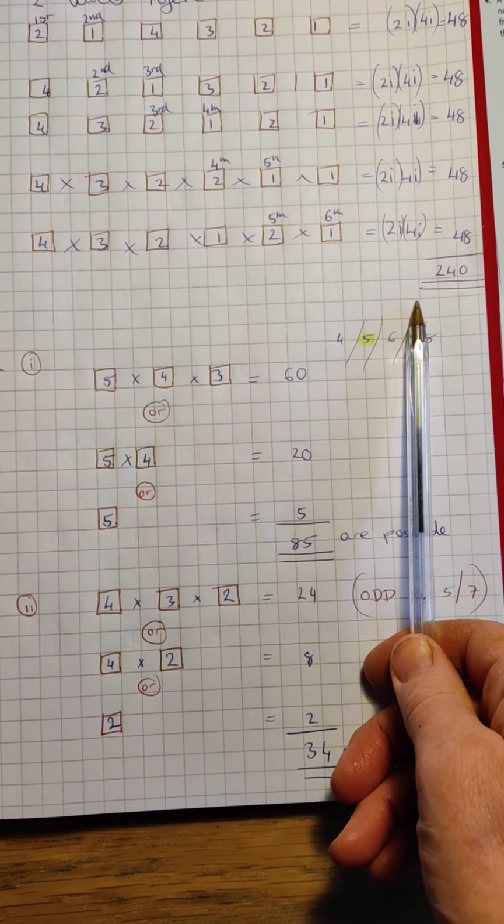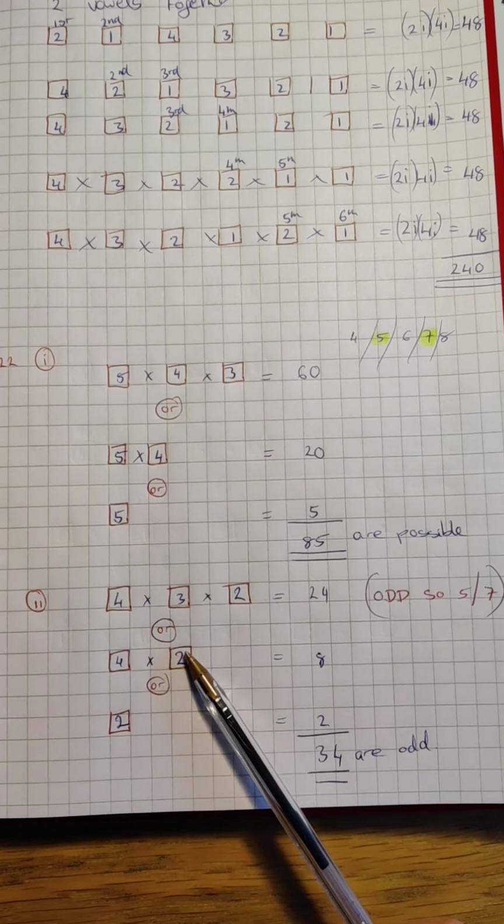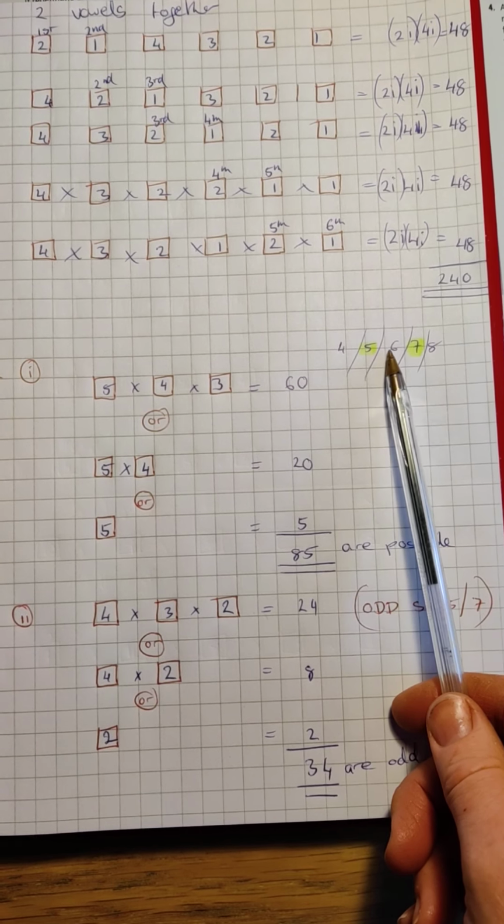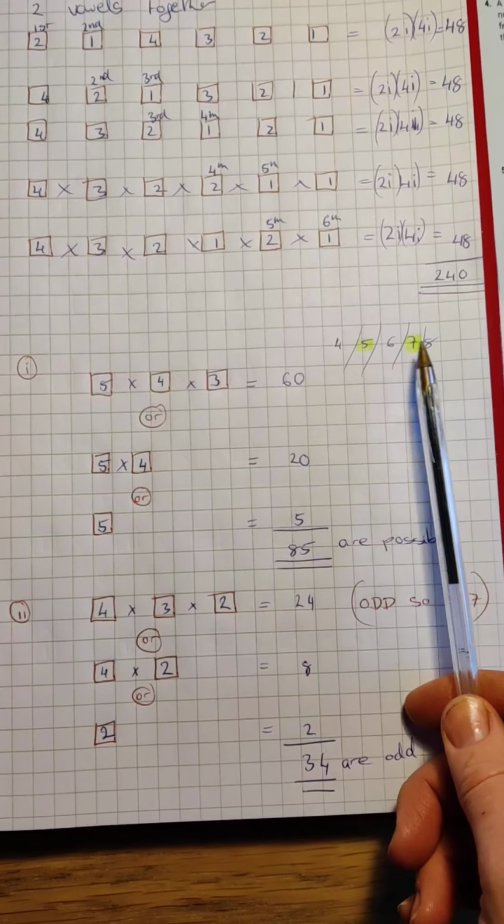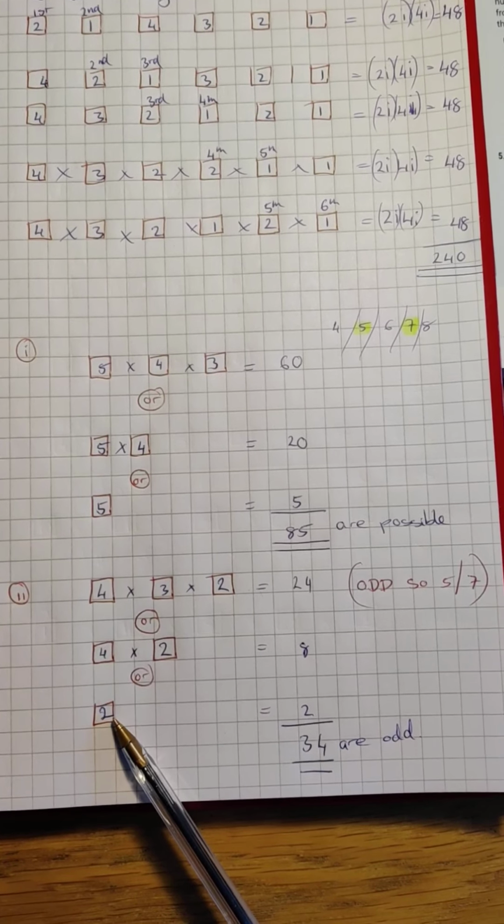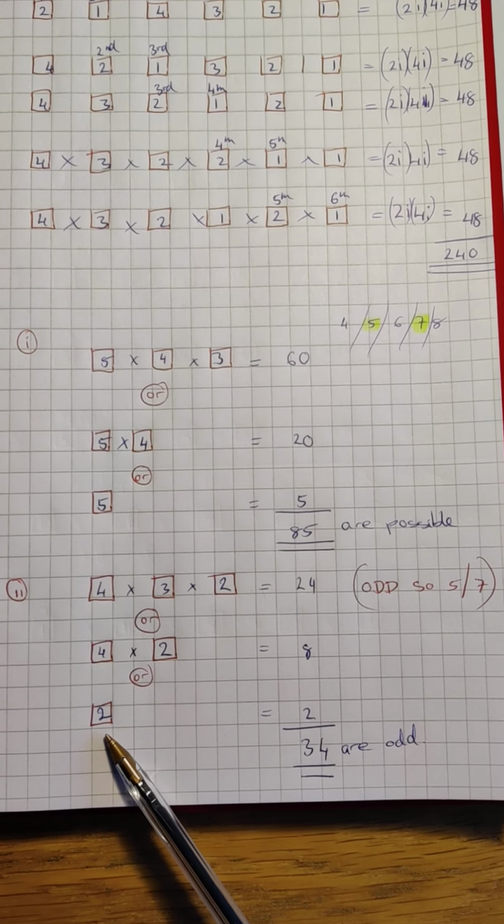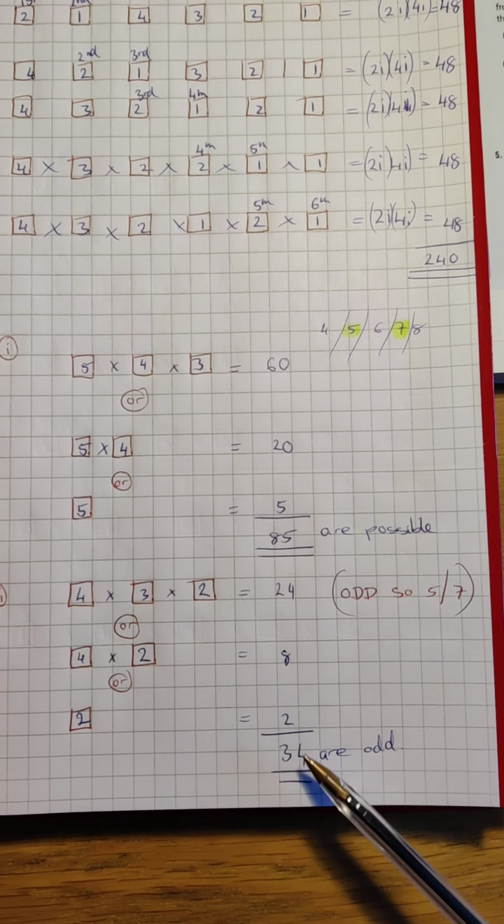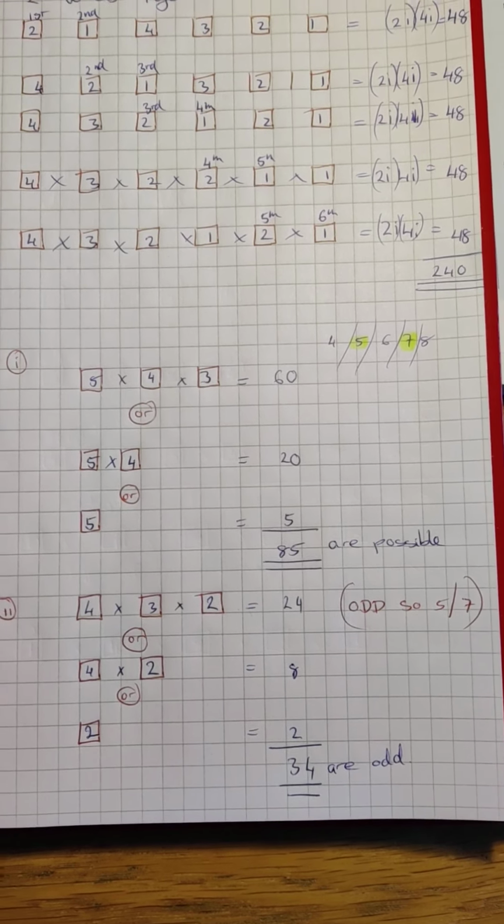I've used the 5 or the 7 here in the second one. I'm left with 4, 5, 6 or 8 if I've used the 7. And here, I have to use the 5 or the 7 because they're the only odd ones. Add those up and 34 of those numbers are odd.